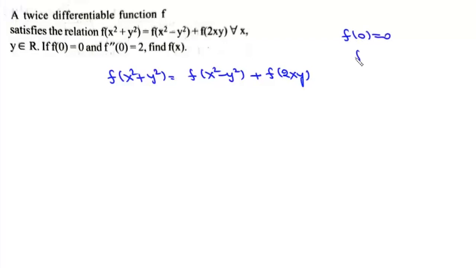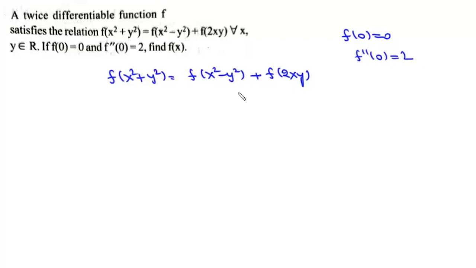Now the question is, a twice differentiable function f satisfies this relation, which is f(x square plus y square) is equal to f(x square minus y square) plus f(2xy). It is given that f(0) is 0 and f double dash 0 is given, and we have to find the value of f(x).